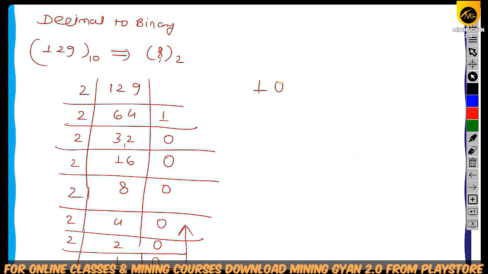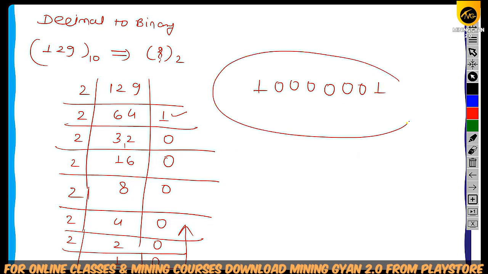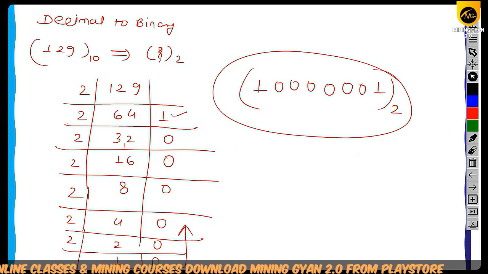Again 1 0 0 0 0 0 0. So 6 zeros, then the last number is 1. So this is the binary number. 10000001 is the binary form of 129.